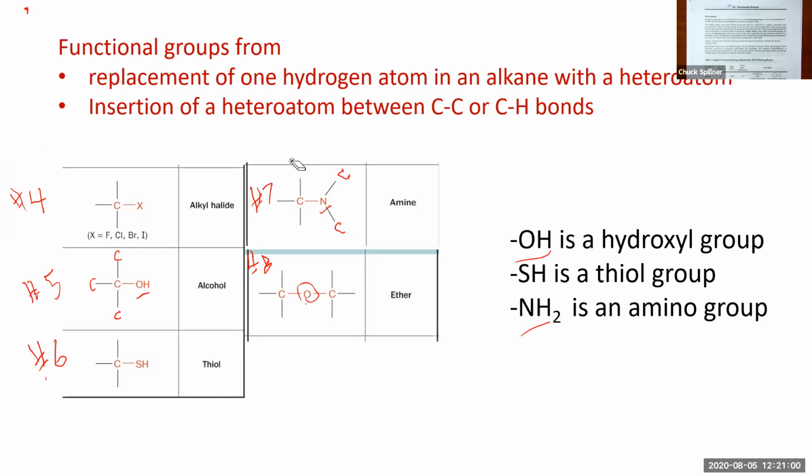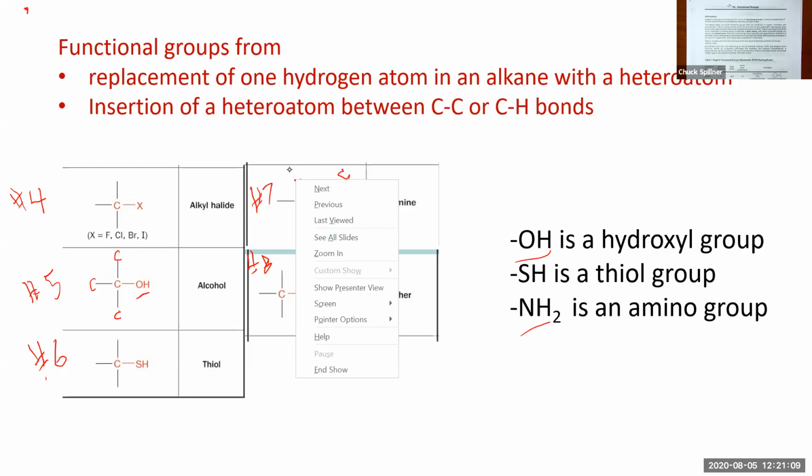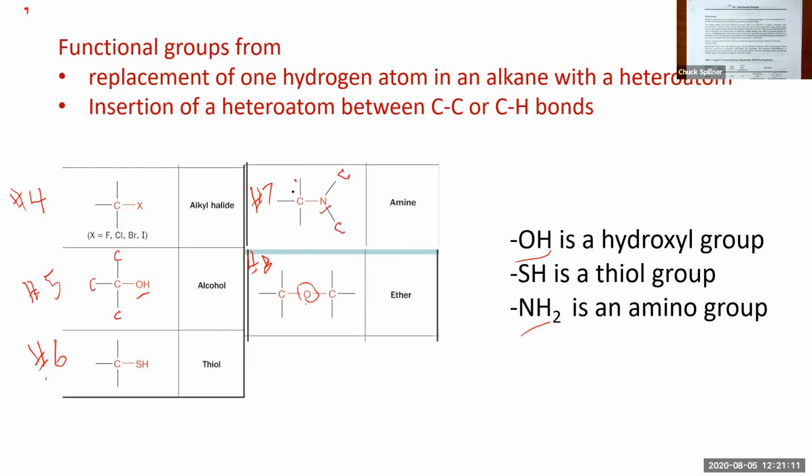Good. Okay, so look at the amine. We're going to take away this hydrogen. We're going to take away these 2 hydrogens. And we're going to add a double bond O. So we take away 2 hydrogens, we add a double bond O. And actually there is still one bond there. You get an amide.